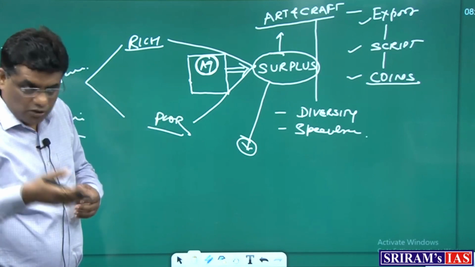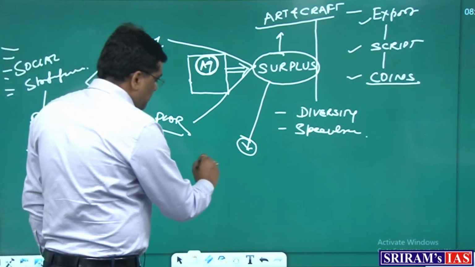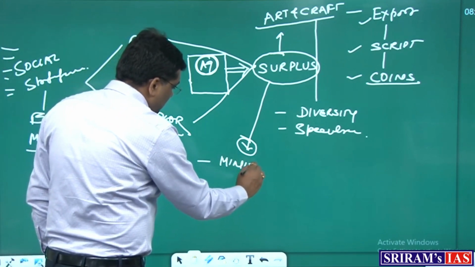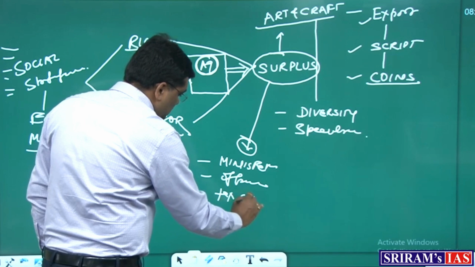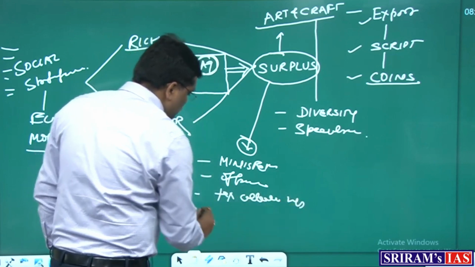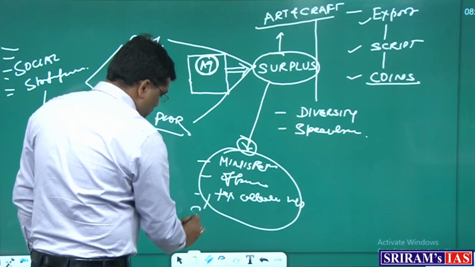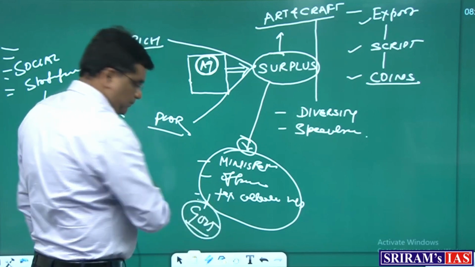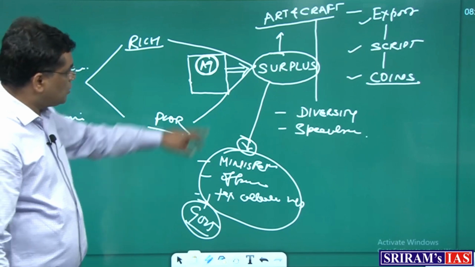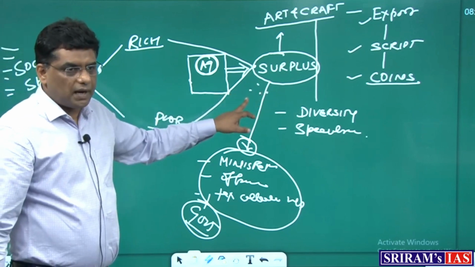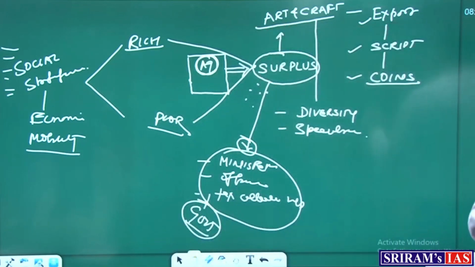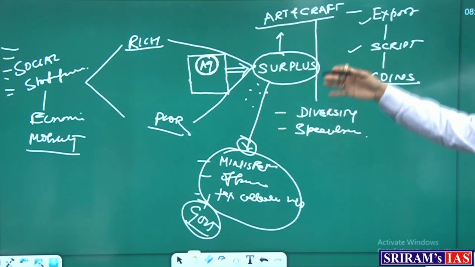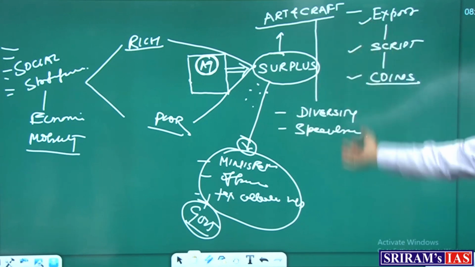So there is a surplus accumulation. How? That is by the ministers, officers, and the tax collecting system, and this will work under government. So there will be government. This is all because of the surplus. So surplus had generated so many changes, and this is a mark. I told you that in the Gangetic Valley there was a huge generation of surplus, and because of that all these things happened, which are markers of urban civilization.